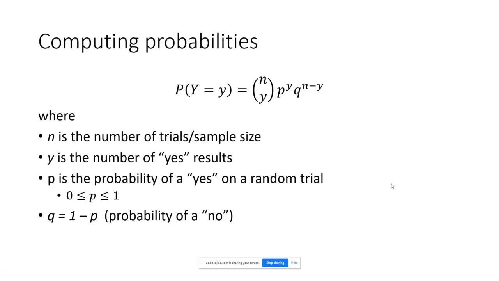Integers from 0 to n, because y needs to be the number of yes results. So if it's a number of results, then it needs to be an integer. We could have 0 yeses, or we could have up to all of the trials being yeses, but we couldn't have more than that.